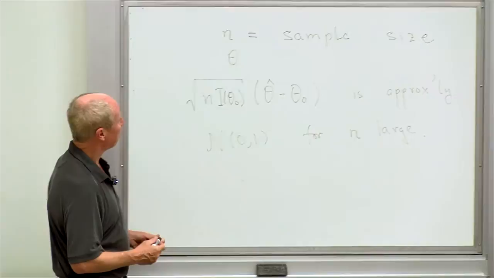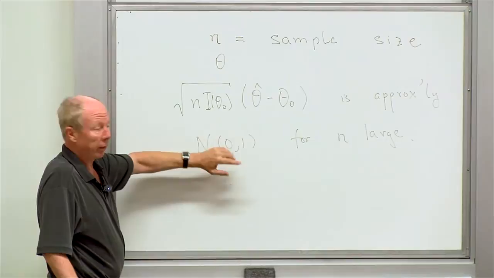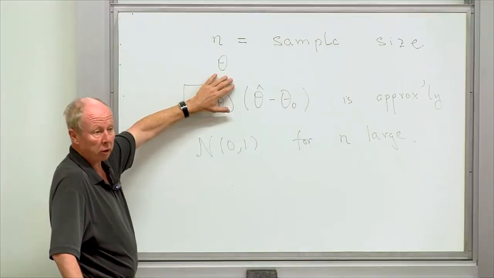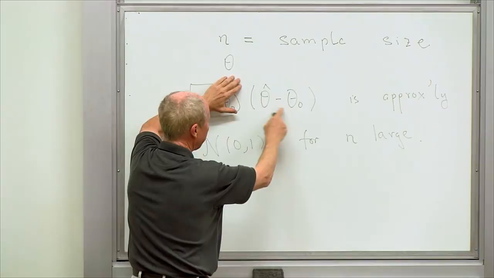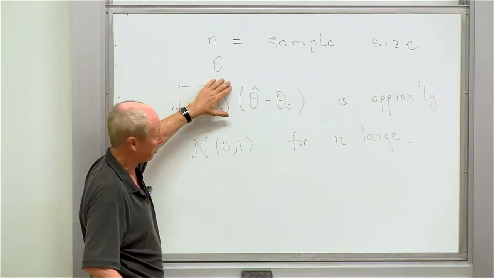In particular, the variance of this thing is approximately 1. And so the variance of this thing is on the order of 1 over n, which means that this random variable, the variation from theta naught of the MLE estimator, has a small variance. That's a good thing. It means the error isn't very big. Okay, so how do you do this?